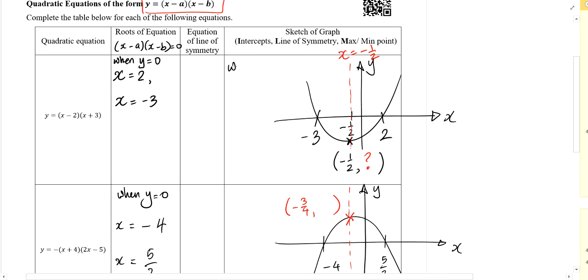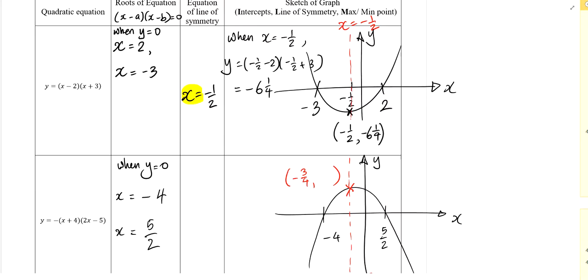So when x equals negative half, y equals negative half minus 2, negative half plus 3. And we get a value of negative 6 and 1/4. So this is my minimum point, negative 6, 1 over 4. Okay? Then also fill in your line of symmetry, which is x equals negative half. I want you to also highlight this part, x equals.